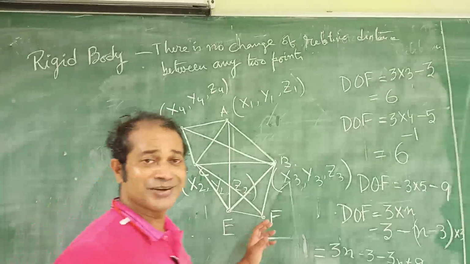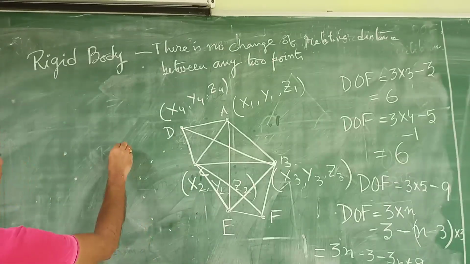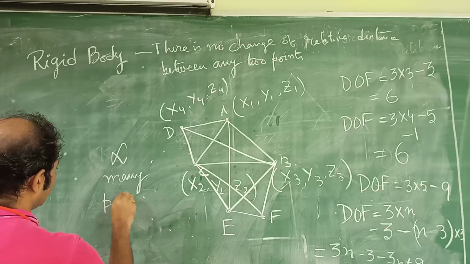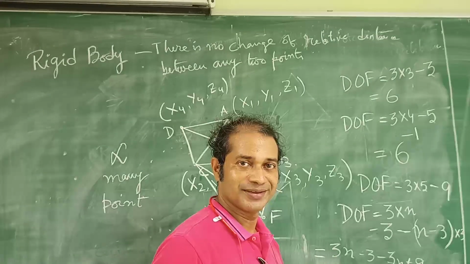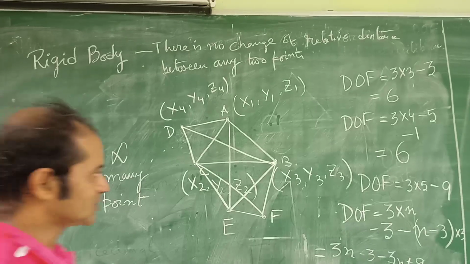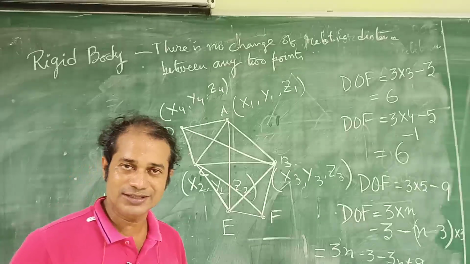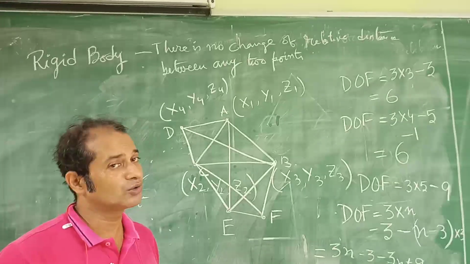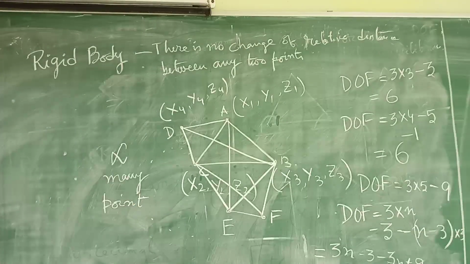Okay, so is it clear now? So as such, if I take infinitely many points within a rigid body, the degrees of freedom is going to be 6. Now let us identify this. What are the motions? The motions are translation along x, translation along y, translation along z, and rotation about x, rotation about y, and rotation about z. Okay, so this is the degrees of freedom of a rigid body.